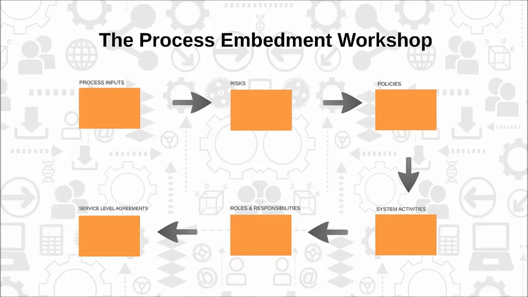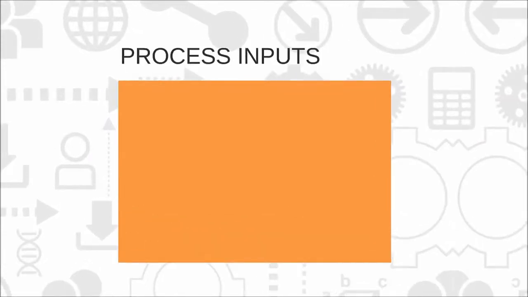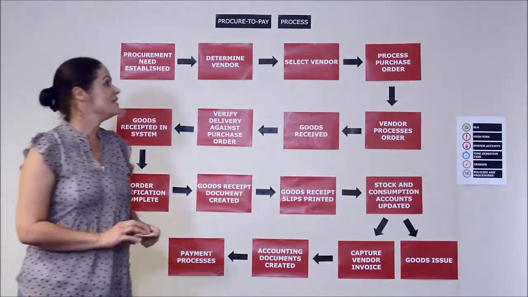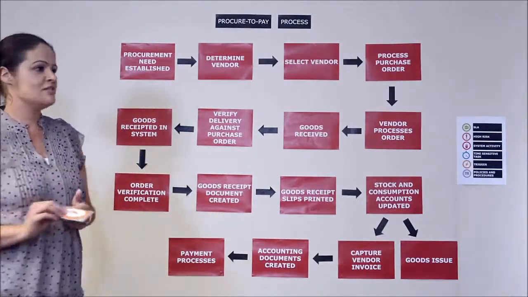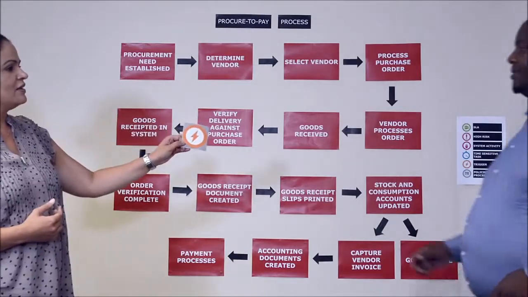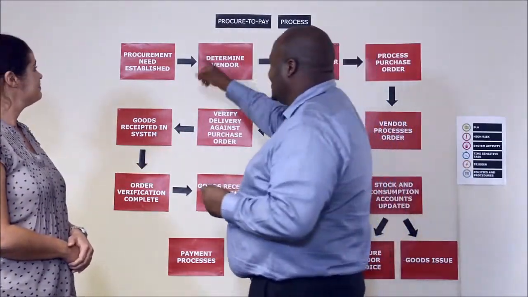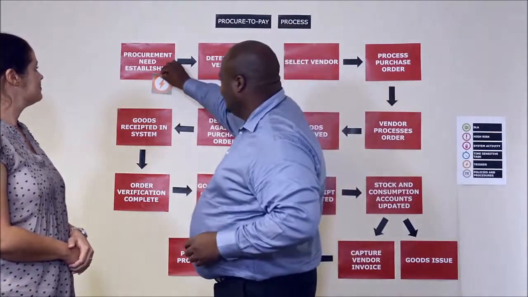So how do we do this? Let us show you. First, we look at the process inputs. These are all the actions that trigger the process to begin. Explaining process inputs to users allows them to see where the information comes from and where it goes to afterwards, and gives insight into key integration points within the process.